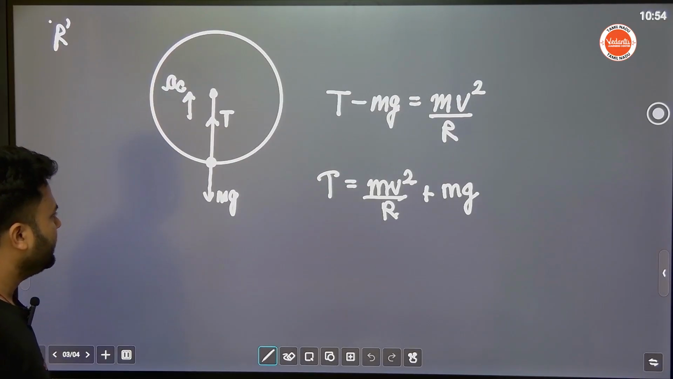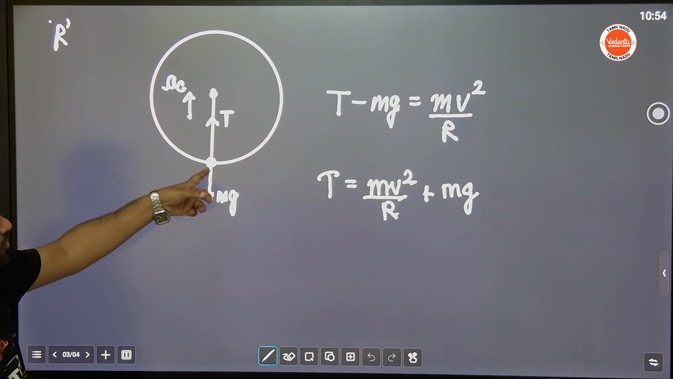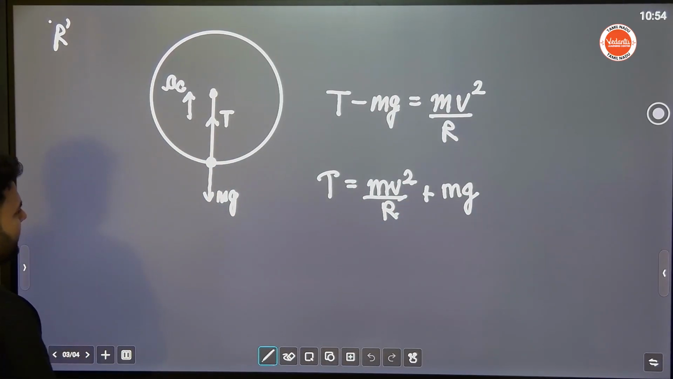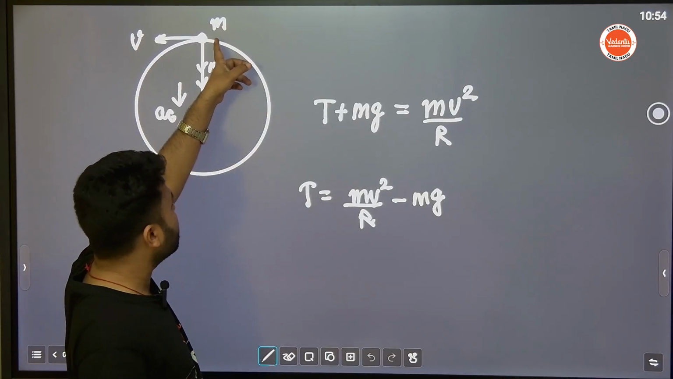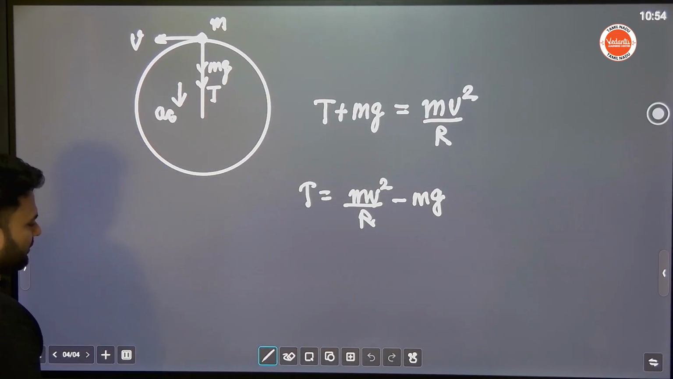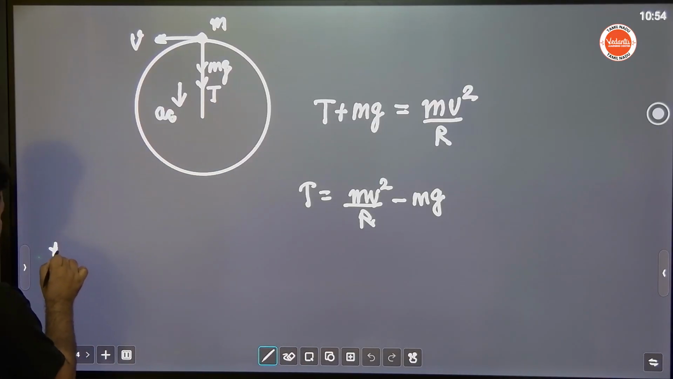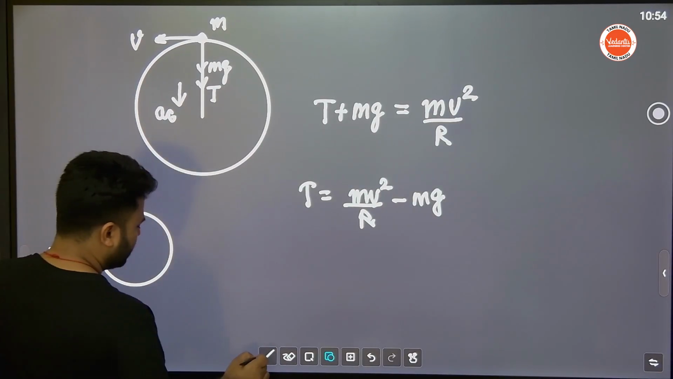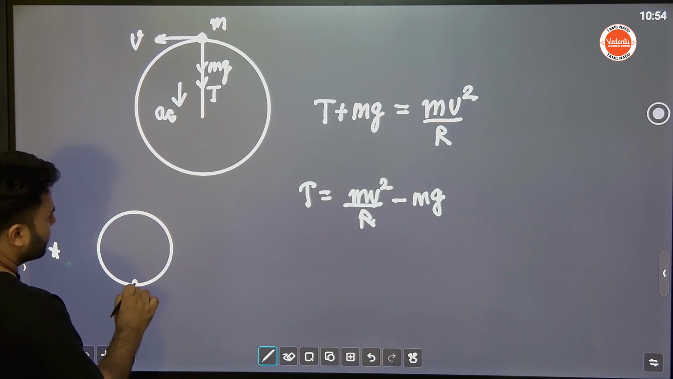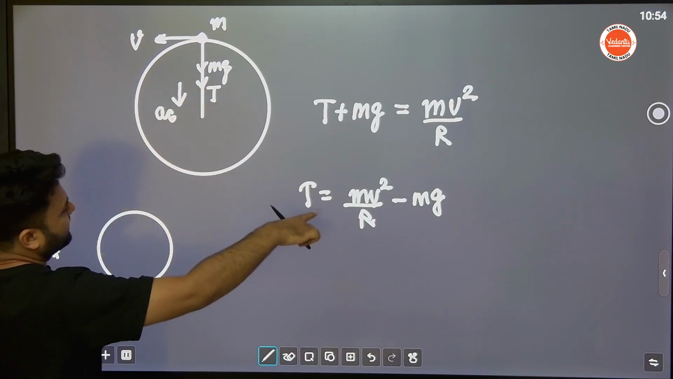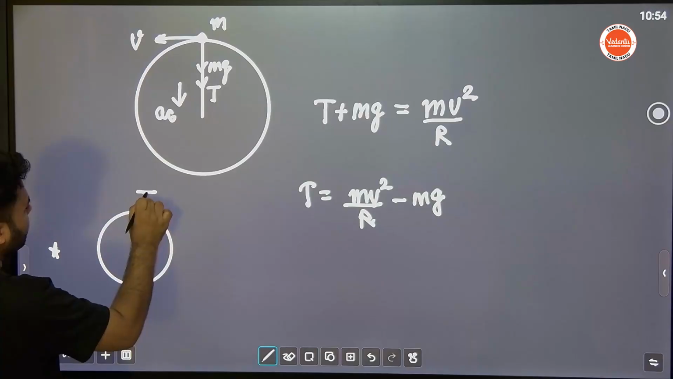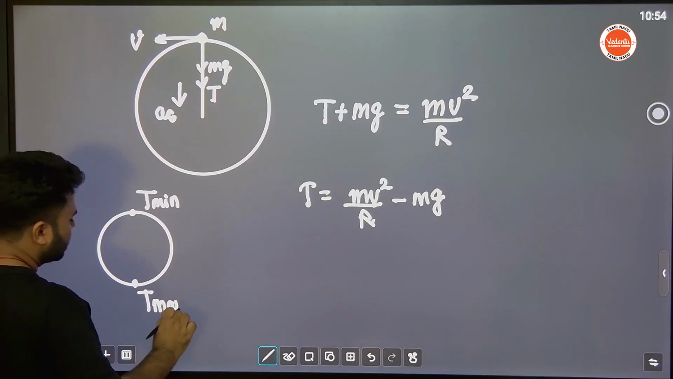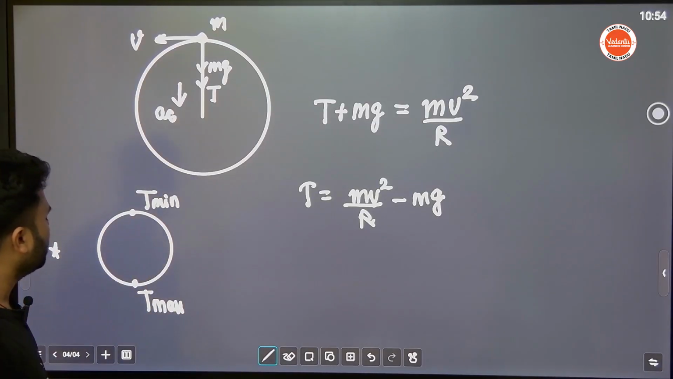You saw here, when the object was at the lowest point, tension was mv square by r plus mg. But at the highest point, tension is mv square by r minus mg. So one thing we can say, so you can note down, that the object is performing vertical circular motion. Tension is minimum at the topmost point, and at the bottommost point, tension is maximum. So this point you need to remember.